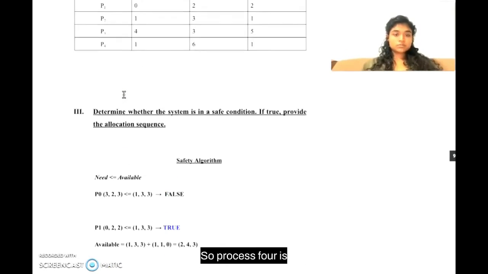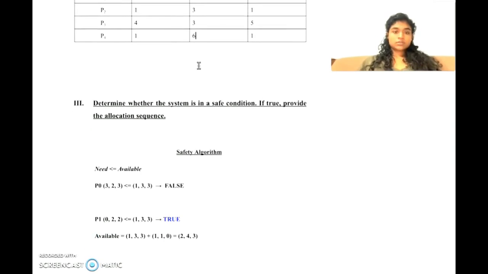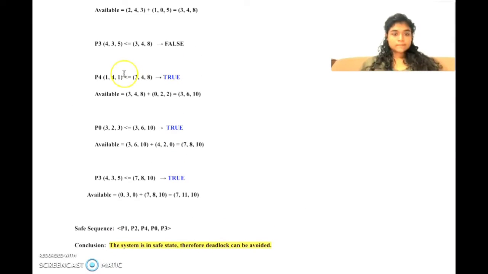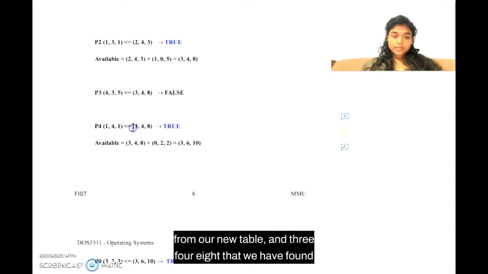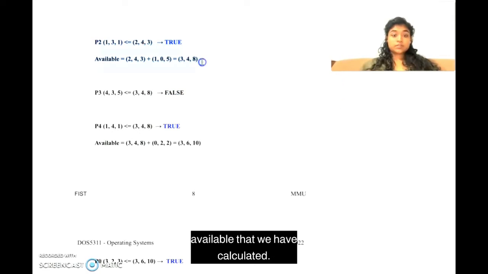Okay, so now we're going to move on to process 4. Process 4 is supposed to be 1, 4, 1. Oh, sorry. Hold on. So coming back to this. Okay, so we have P4, which is 1, 4, 1 from our need table, and 3, 4, 8 that we have found from P2. Because P3 was false, we're still going to be using the same available that we have calculated.